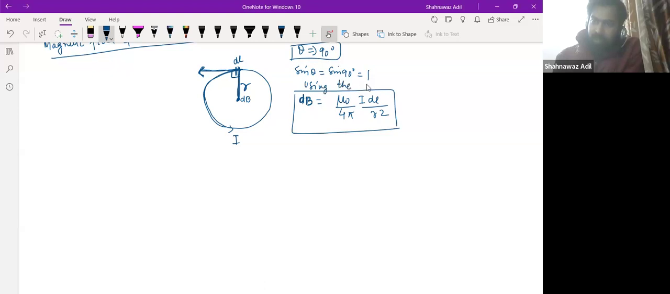The Biot-Savart's law. This is the small magnetic field. What about the total magnetic field? How can you calculate that? If you are given a small x and then you want to calculate the whole x, then how do you calculate? Take the integral, right? So you take the integral on both the sides.